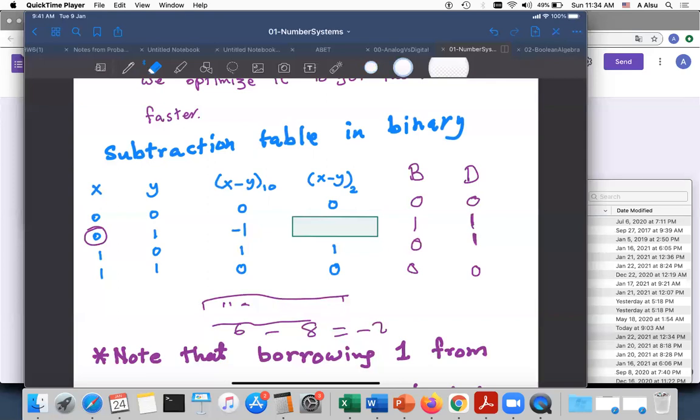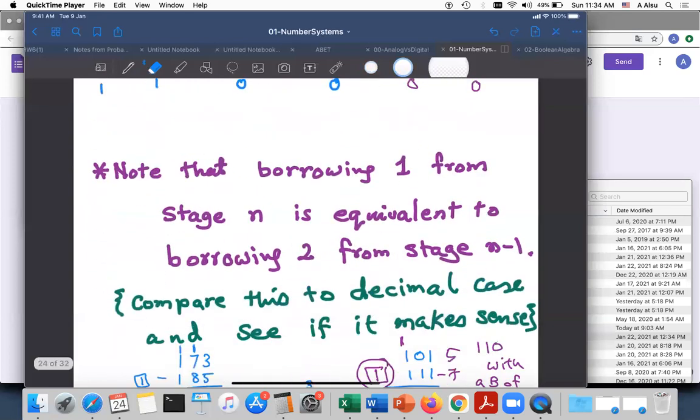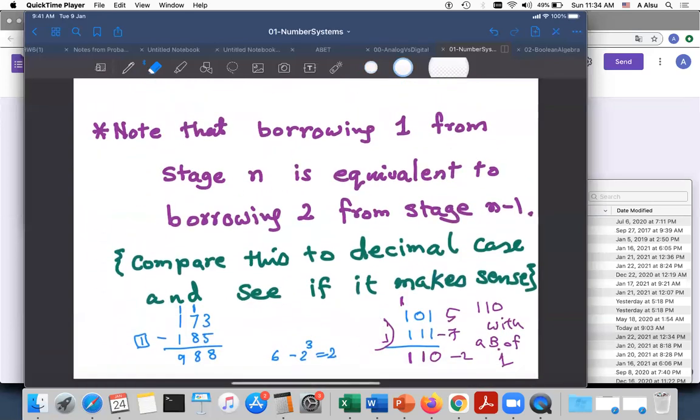So let me erase this now and do this simple example before we do the exam question. Okay, so now we would like to subtract these two numbers. 1 minus 1 is boring. This is 0 with a borrow of 0. Okay, 0 minus 1 is 1 with a borrow of 1, right? Yeah. Yes.